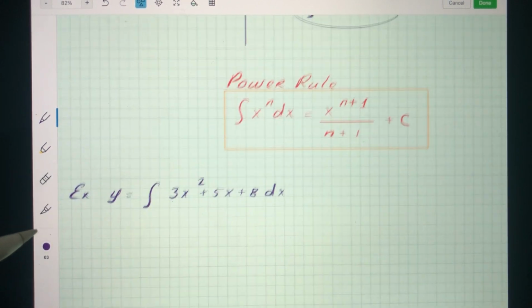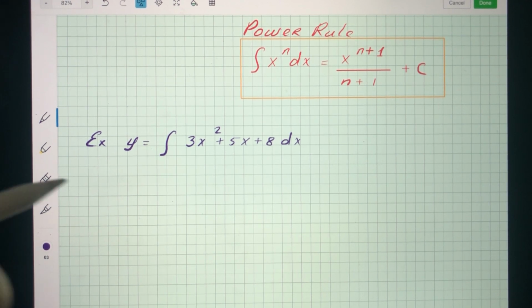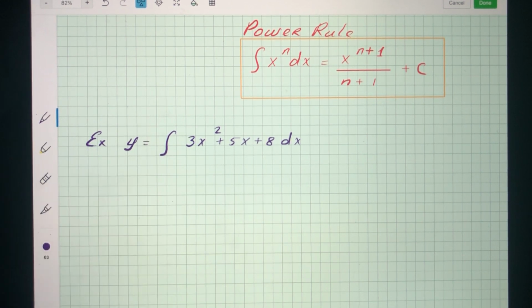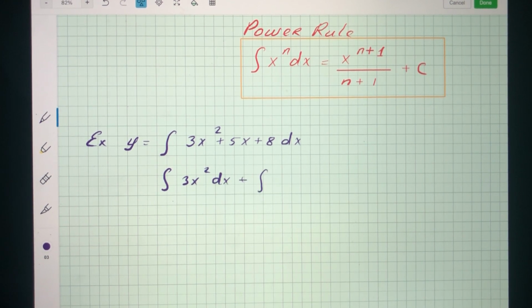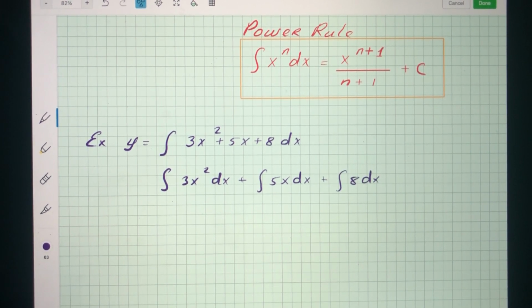So let's do one more example and then we will be done. So here is the integral. We apply the integral to each of the terms, just like we do with the derivatives. So we apply the integral to the 3x squared, then we apply the integral to the 5x, and then we apply the integral to the 8. So here we have, using the power rule, the n is 2, so we add 1 to the power, 2 plus 1 is 3, divided by 3, plus 5.